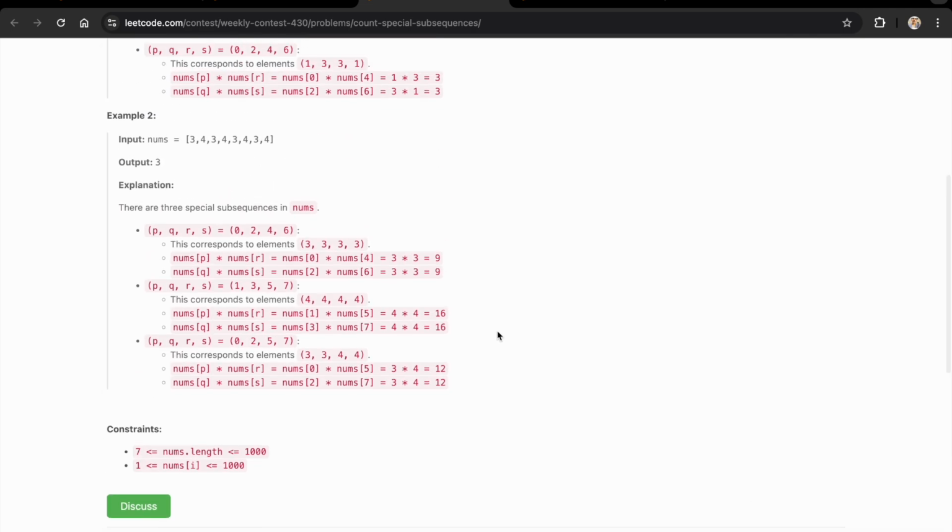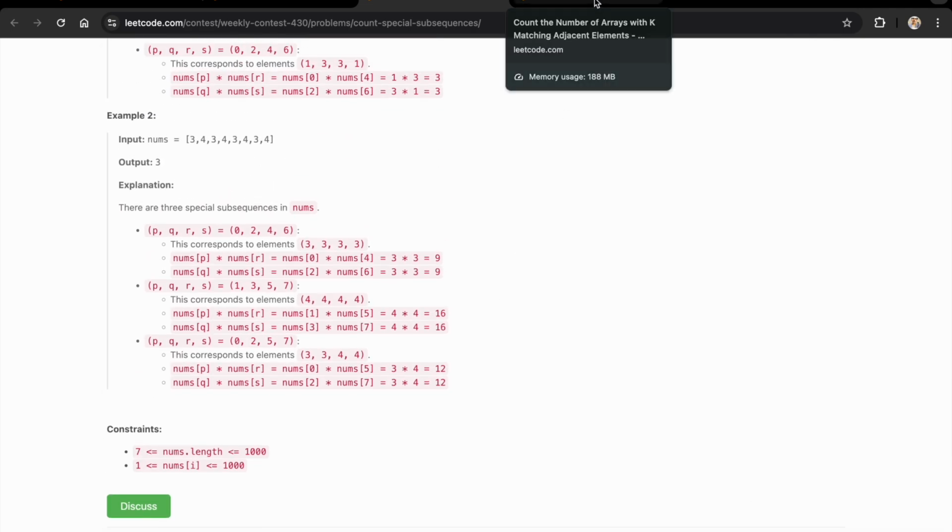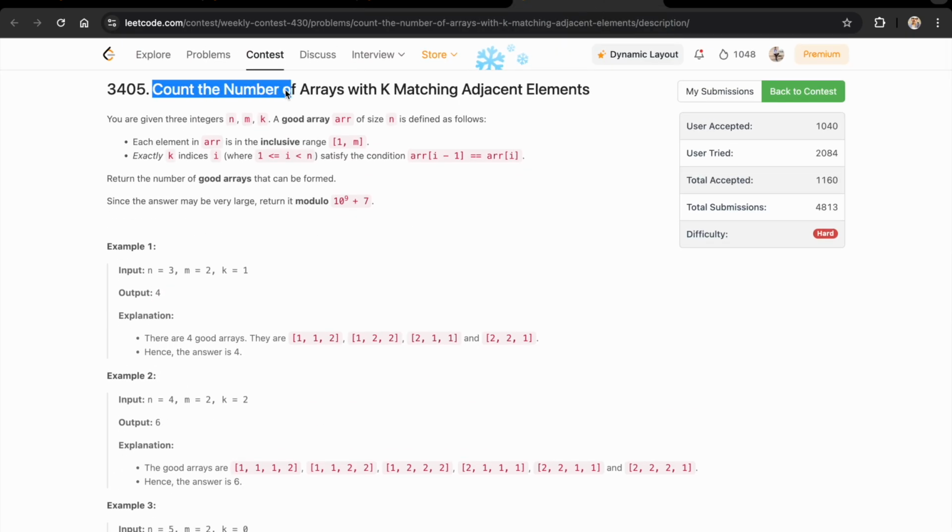Let's move to the fourth and the hardest one for today's contest. The problem name for the last question is count the number of arrays with k matching adjacent elements. In this we are given three integers n, m, and k, and a good array ARR of size n is defined as follows. In a good array, each element in ARR is in the range from 1 to m. That means all the elements in the array should be from 1 to m only. There should not be an element which is lesser than 1 or greater than m.